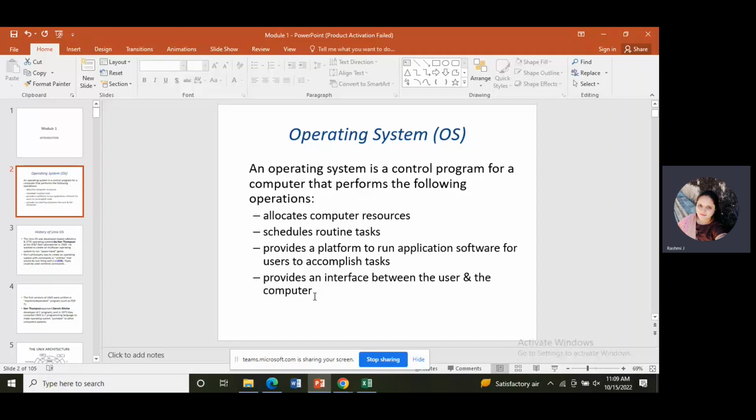Here our operating system provides the platform to run applications and complete the tasks of the user, and it also provides an interface between the user and the computer, because to communicate with the computer the user should be able to communicate, right? So it is software, a program, which we can use to communicate with the system.